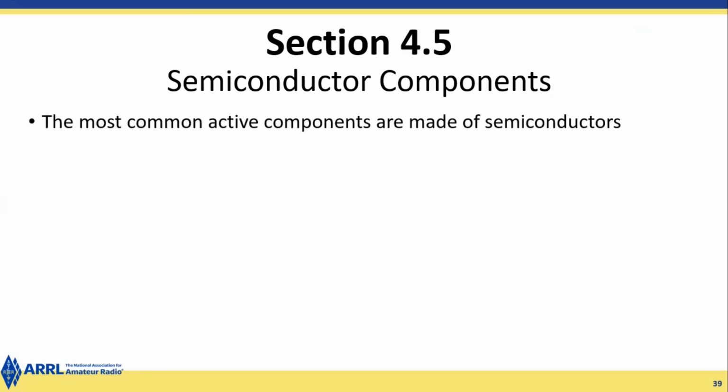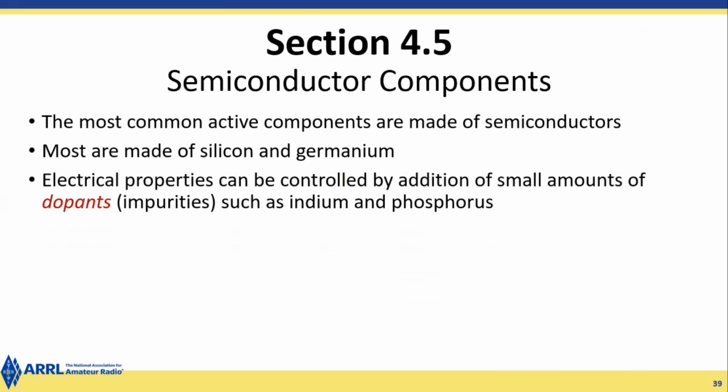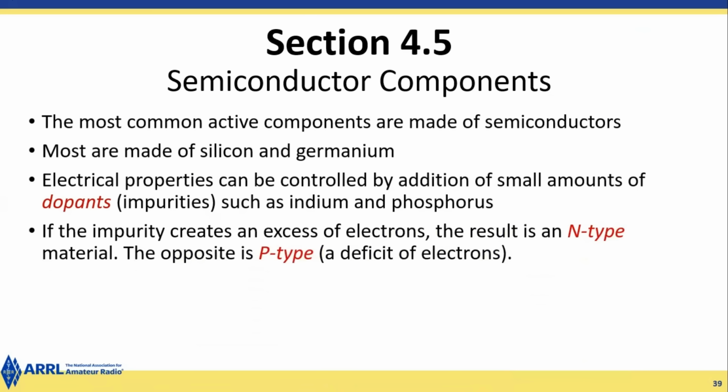Okay, let's talk about some semiconductor components. The most common active components are made of semiconductors. Most are made of silicon or germanium. Electrical properties can be controlled by addition of small amounts of dopants or impurities such as indium and phosphorus. If the impurity creates an excess of electrons, the result is an N-type material. And the opposite, deficiency of electrons, is P-type. So those are the two types of semiconductor materials that we commonly use.